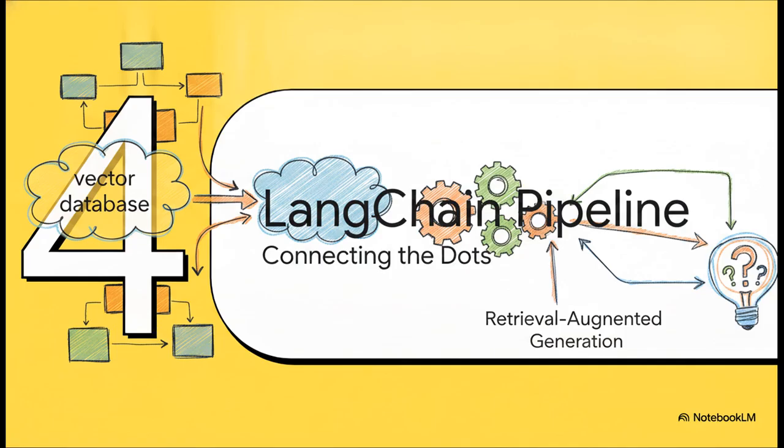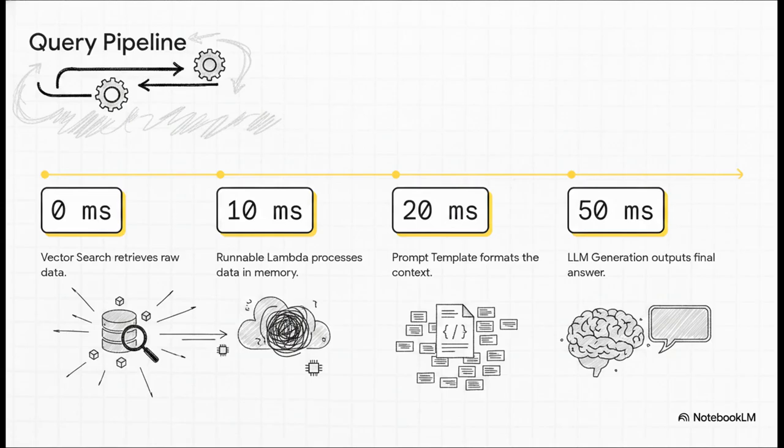Section 4, Building the LangChain Pipeline. Let's connect the dots. Okay, we've got our embeddings, and we have our vector database. But to glue all these disjointed components together into a system that actually works, LangChain acts as the pipeline. Let's walk chronologically through the micro moments of a single query.